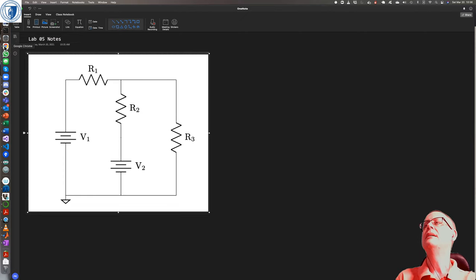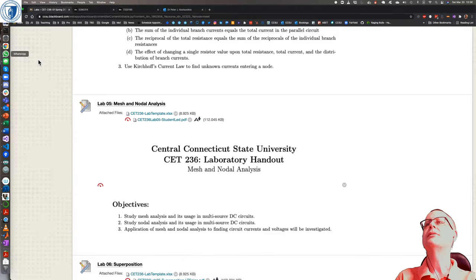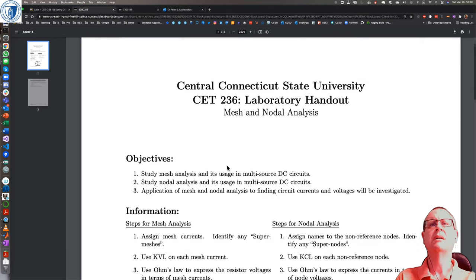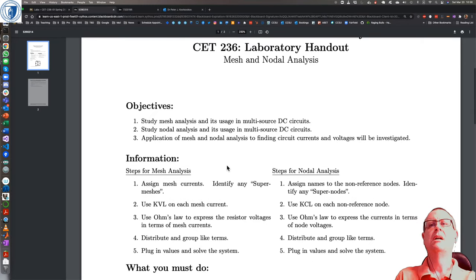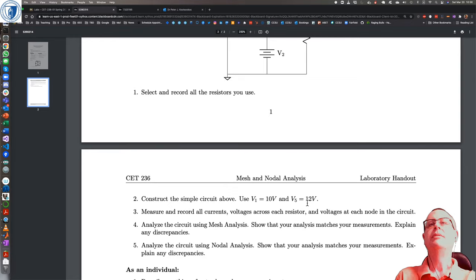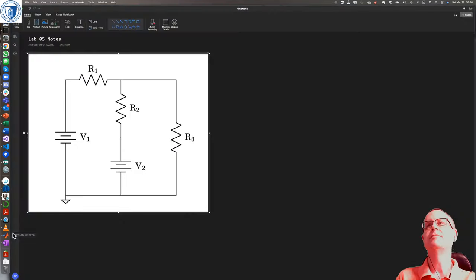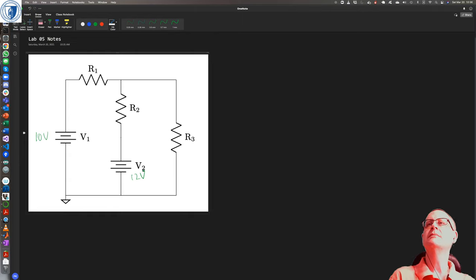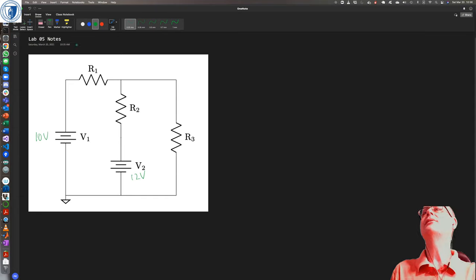Do that, and let's just go back here and check. V1 is 10 and V2 should be 12. So let's just write that up here. So this is 10 volts and this is 12 volts. Okay. So let's start with mesh analysis.